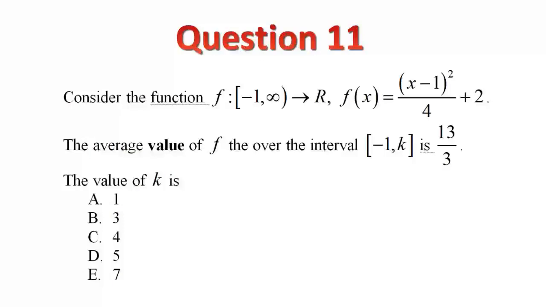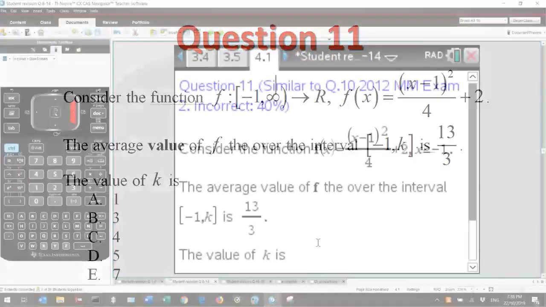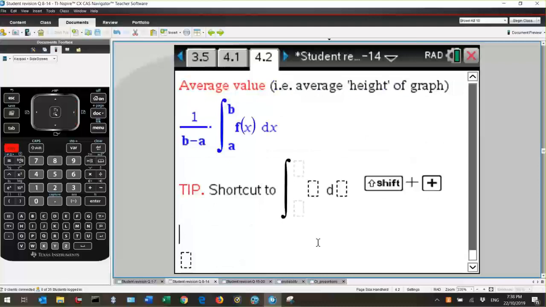The next question, also average value, but this time calculation is required. So I've got this function. The average value of f over the interval from -1 to k is 13/2. Find the value of k. Now, this time I want to get the integral template. Now, it was shift minus for the derivative template. For the integral template, it's shift and plus.